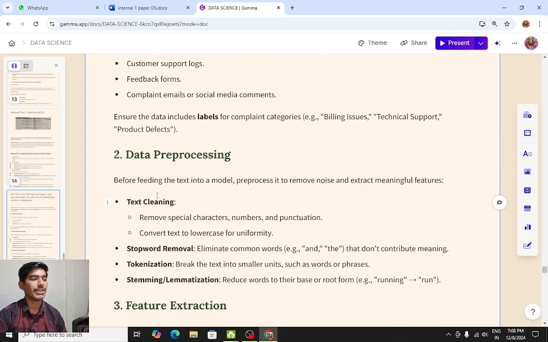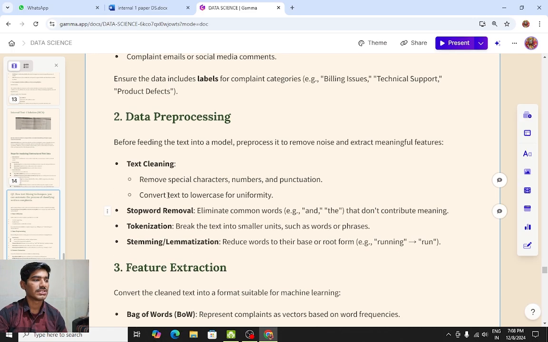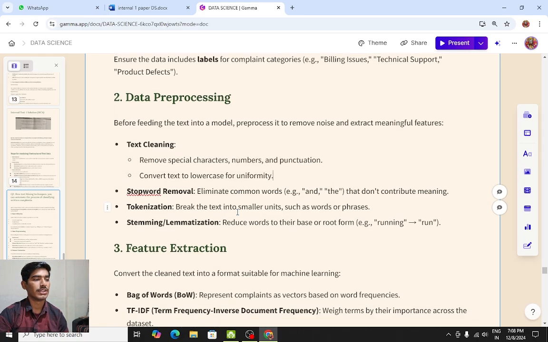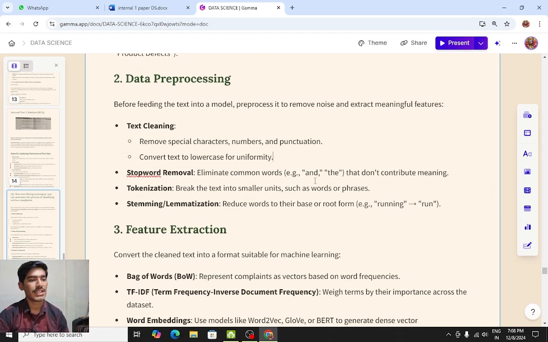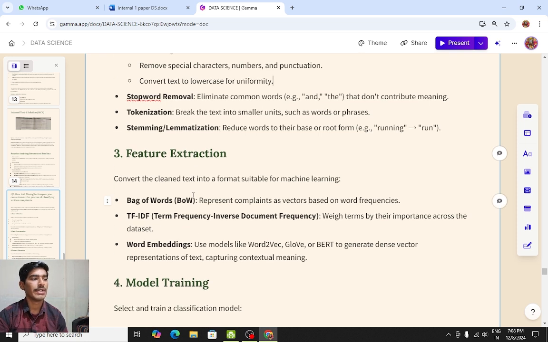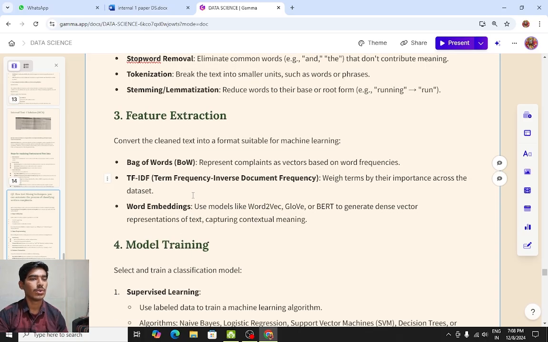Second point is data pre-processing. Before feeding the text into a model, pre-process it to remove noise and extract meaningful features. Text cleaning. Remove special characters, numbers and punctuation. Second point is convert text to lowercase for uniformity. Stop word removal. Eliminate common words like "and" and "the" that don't contribute meaning. Tokenization. Break the text into smaller units such as words or phrases. Stemming and lemmatization. Reduce words to their base or root form, from running to run.